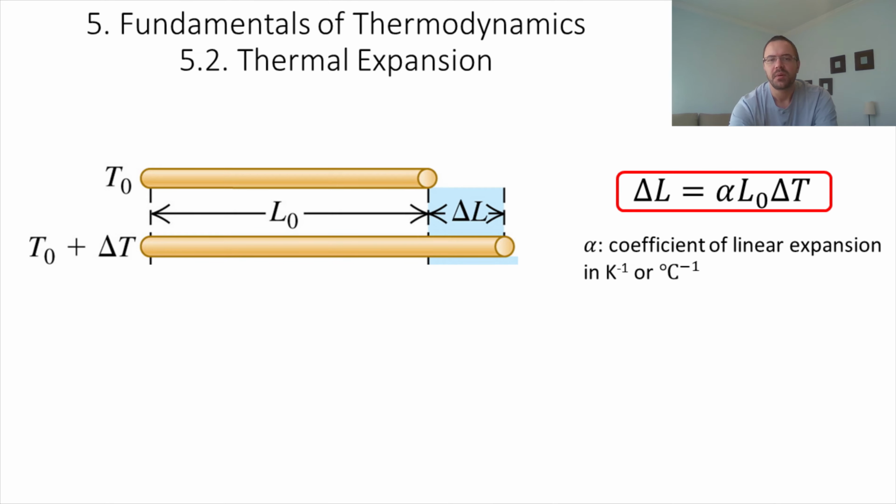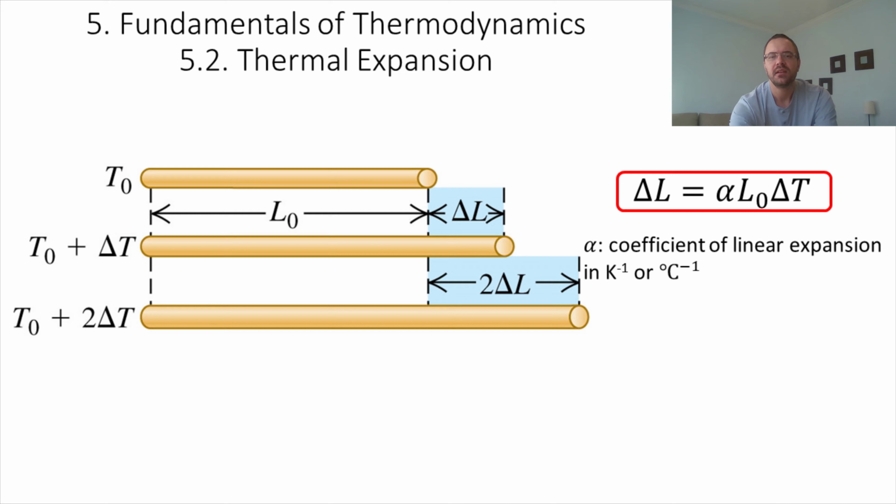Remember that because Kelvin and Celsius have the same size degree, the value for temperature difference delta T is the same in both units, right? Because it's a delta. Alpha will be a number that depends on the material. So let's analyze this relation in detail. You see that the change of length delta L is directly proportional to the change of temperature delta T. So if you double delta T, then you will double delta L.